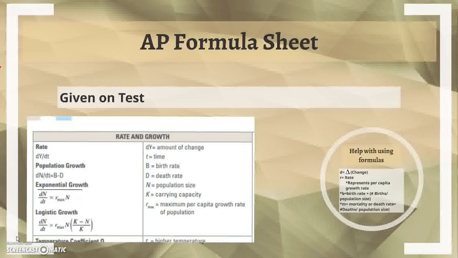Alright, so hopefully you've written those down to get you started. So the dy stands for the amount of change in a population. The T stands for time. B stands for birth rate, which we're going to talk about how you calculate in a minute. How you calculate death rate. N is going to represent population size. K is going to represent carrying capacity, which you should know about at this point. Hopefully you've watched some of the other videos. And then R max is the maximum per capita growth rate of the population.